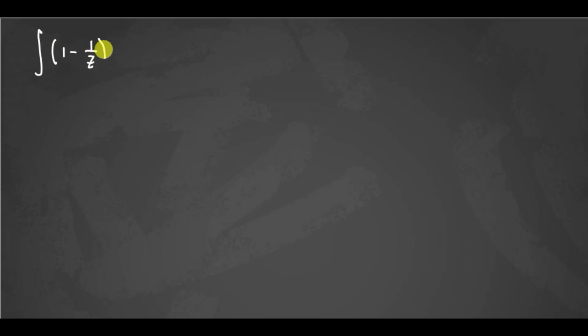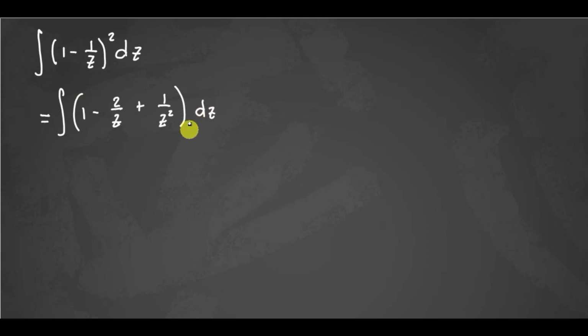Now we have here another example. You can pause this video and answer the question. By using the FOIL method or the formula of the special products, the equation can be rewritten into its expanded form, that is the integral of 1 minus 2 over z plus 1 over z squared dz.